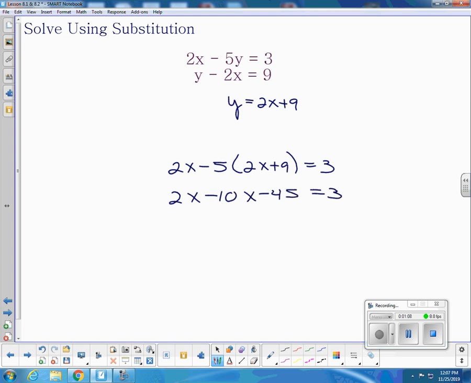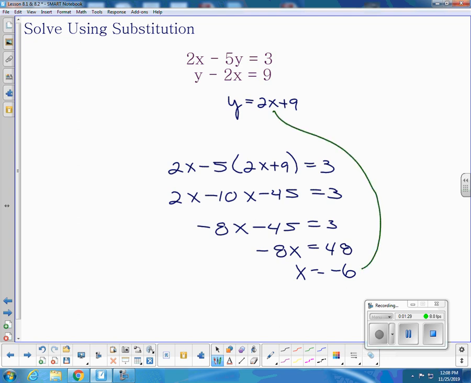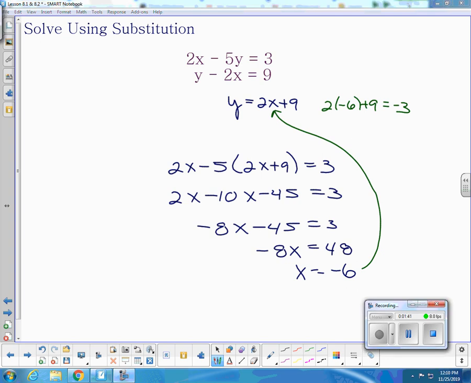8-1 is nothing different than you've learned in algebra 1 or whatever. So you solve for x. X is -6. And then you would take this and pop it up there to get your y. All right.